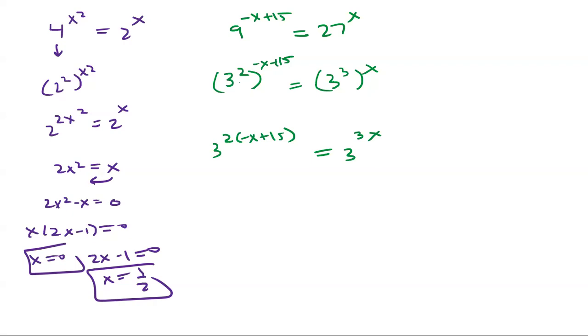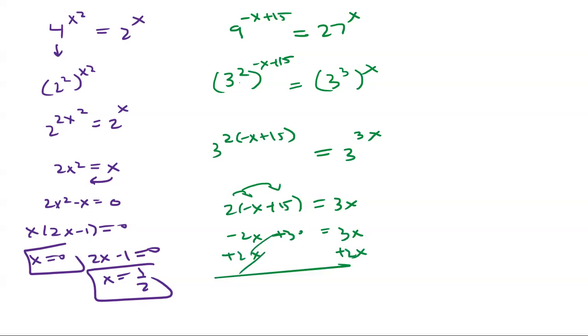Okay, now we have the same bases. So we have 2 times negative x plus 15 equals 3x, and then we solve. So to distribute the 2, we get negative 2x plus 30 equals 3x. Then we're going to add the 2x on both sides. So that gives us 30 equals 5x, then divide by 5. So x gives us 6.